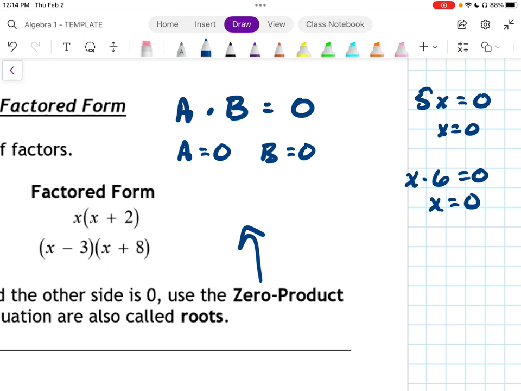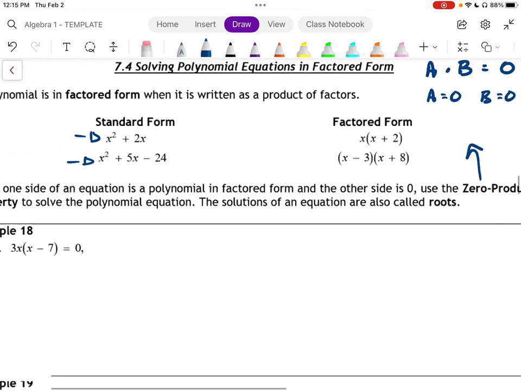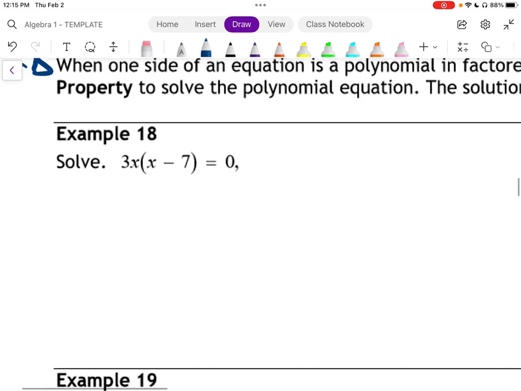So what we're going to be doing in factored form is looking at the pieces being equal to 0, right? If one piece is, then we could also say, well, maybe the other piece is. So let's look down at example 18 here. Right here we have two pieces that are multiplied together, the 3x and then this piece right there. I'm going to split them up using the zero product property, right? They are multiplied together and they got 0. So I'm going to say, well, 3x has to be 0 or x minus 7 has to be 0.